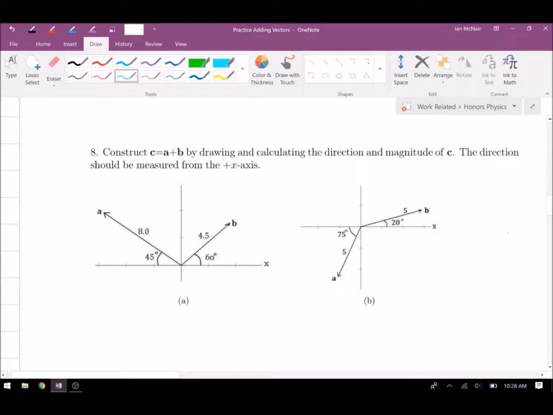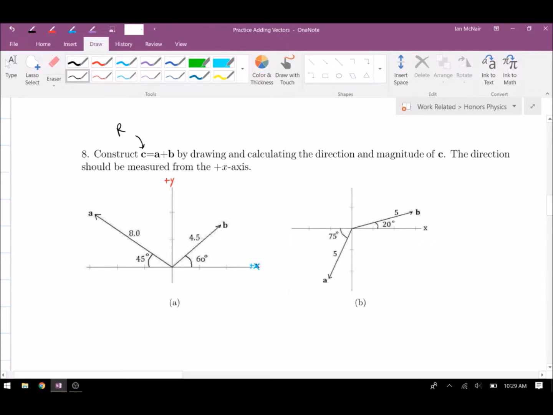Hello. Okay, so directions. Construct C equals A plus B by drawing and calculating the direction and magnitude of C. The direction should be measured from the positive x-axis. So what we're going to do first is just label our positive axes. I'm going to say that this will be our positive x, and then this one up here will be our positive y. And so when it says C equals A plus B, C really is just the resultant.